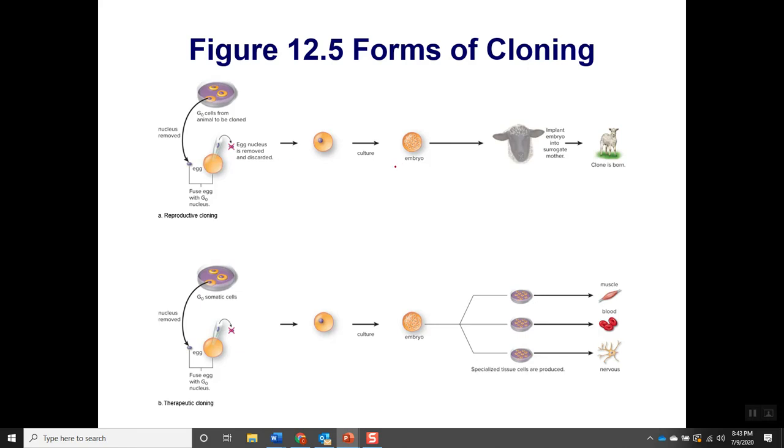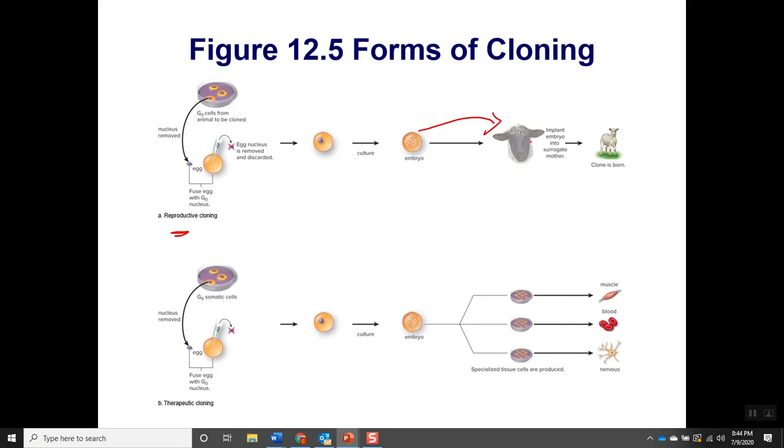And then they allowed it to sit in a culture dish until it became an embryo, which is just a collection of cells. It's probably like a blastula phase, I would presume. So it's probably a ball of 100 cells or so. And then they put it into the womb of an adult female sheep. So this is basically in vitro fertilization in animals. And then that implanted embryo was birthed by the surrogate mother at a later date. And so that was the clone being born. So that is reproductive cloning.